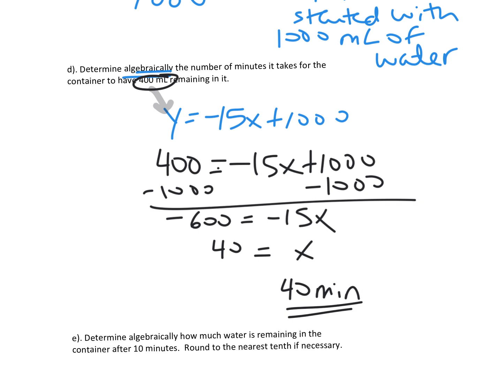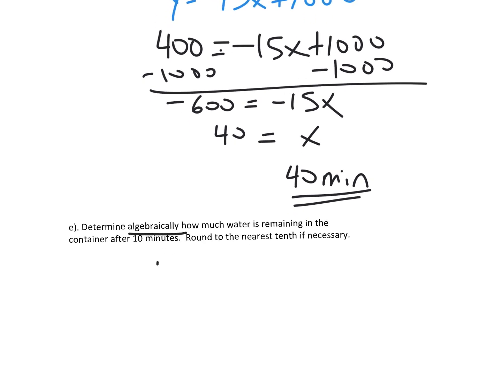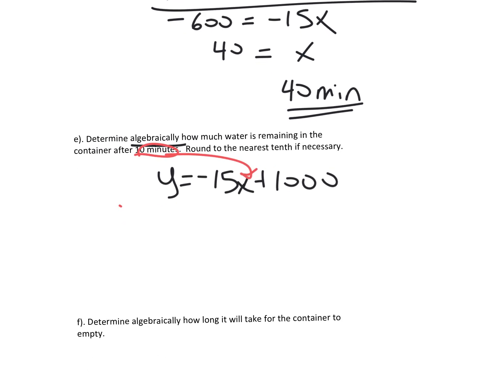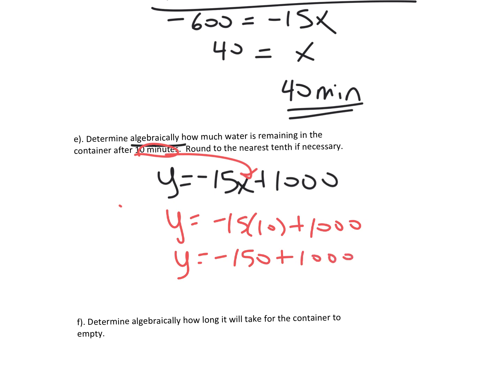Part E, same thing, determine algebraically. That tells me I'm going to use my equation, y equals negative 15x plus 1,000, to determine how much water is remaining in the container after 10 minutes. So these are the number of minutes. This is going to replace my x value. So I'm going to set up y equals negative 15 times 10 plus 1,000. That's going to be y equals negative 150 plus 1,000. That's going to be y equals positive 850. So there will be 850 milliliters in the container after 10 minutes.